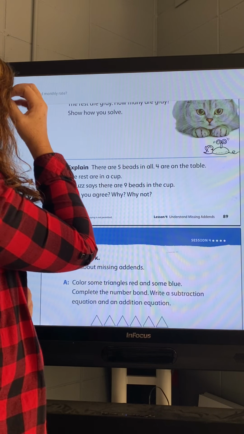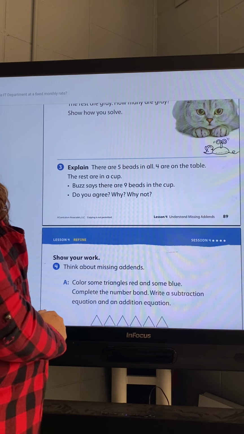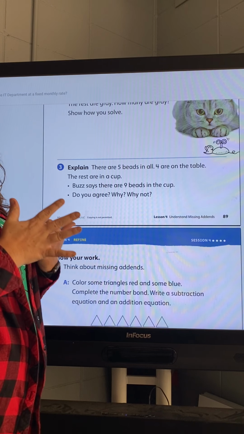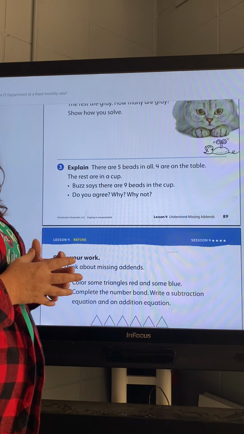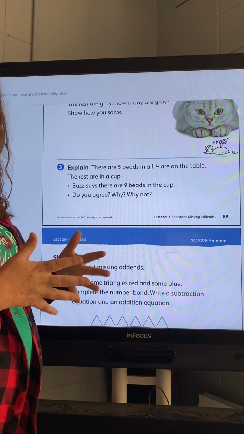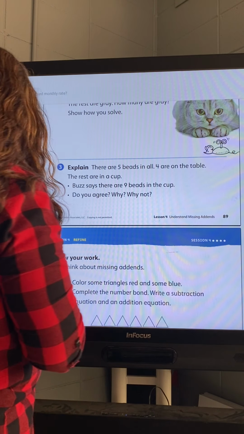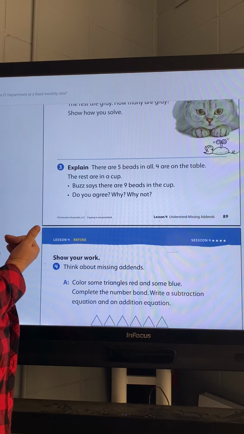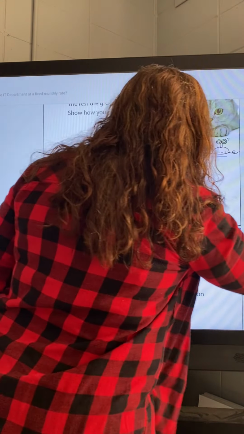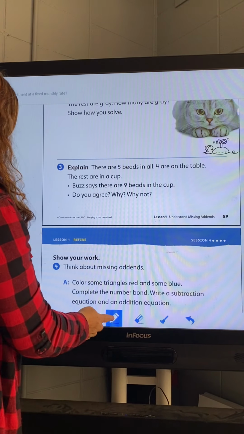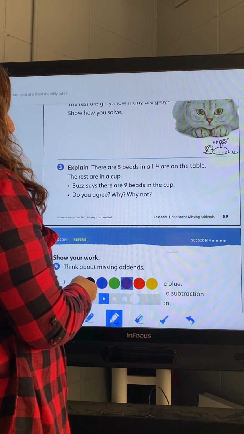I'm not sure I agree with him. Do you? If there's 5 all together, then how can there be 9 inside the cup? There can't, can they? No. So you can either draw a cup, or you can draw a box. You can draw something to show how you know how many beads there are in all.